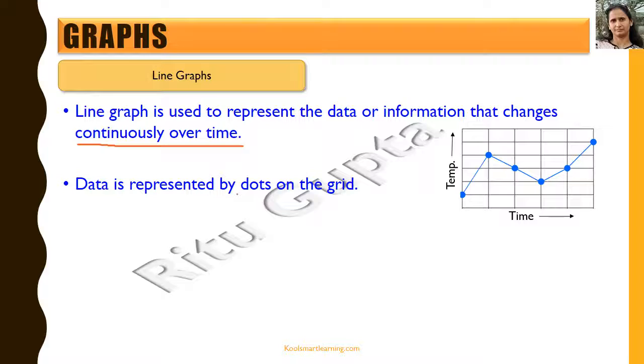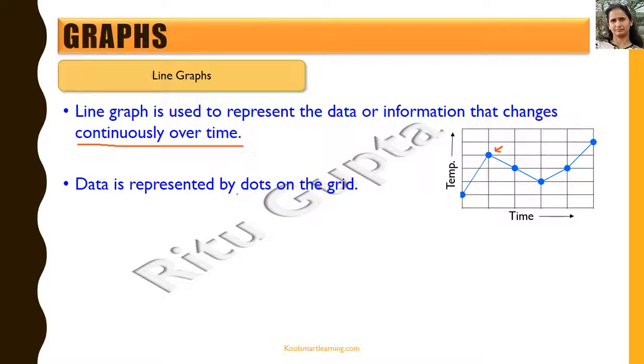So we plot this data as dots on this grid because we are not measuring the data continuously, we're measuring data at some regular intervals. So maybe after 15 minutes we measure the temperature. So we plot the temperature measured at specific times by dots, and then we join the dots to show the pattern. This is how the data is continuously changing over time.